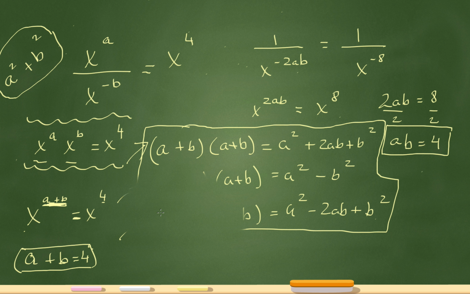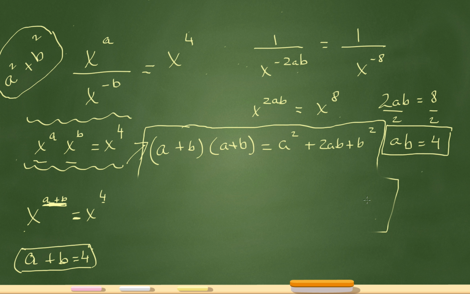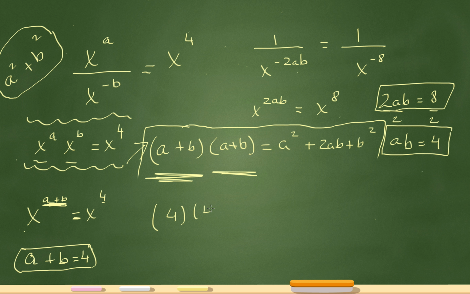So the one that I'm going to be using over here is the first one. See how I know that 2ab over here was 8, and I know that a plus b is 4. So this value right there is 4 and that value right there is 4. So that's 4 times 4 equals a squared, plus I know the value of 2ab is 8, plus b squared. Now 4 times 4 is 16, which equals a squared plus 8 plus b squared.